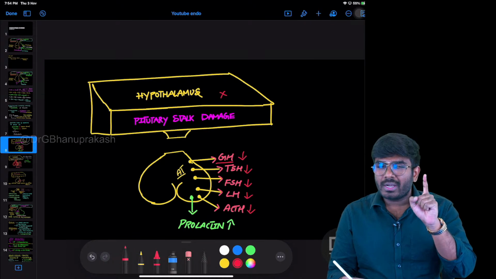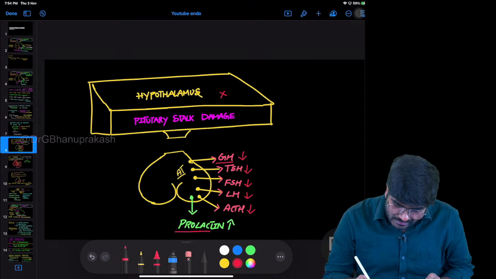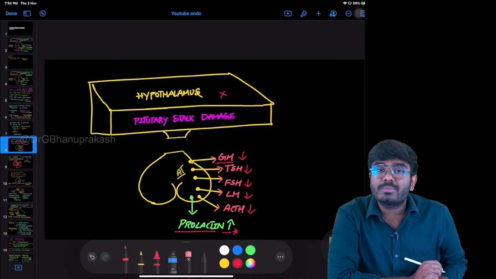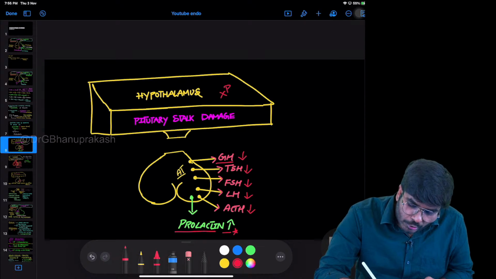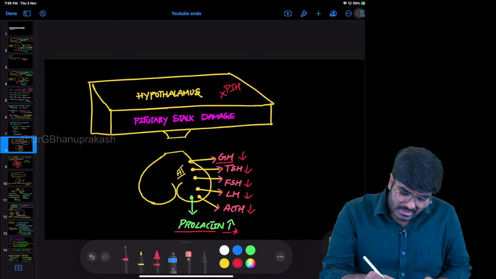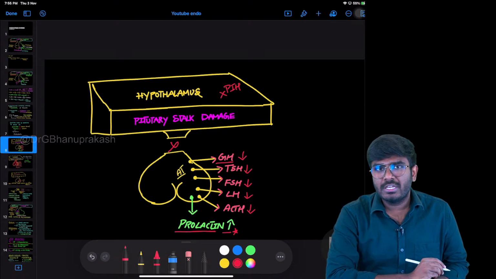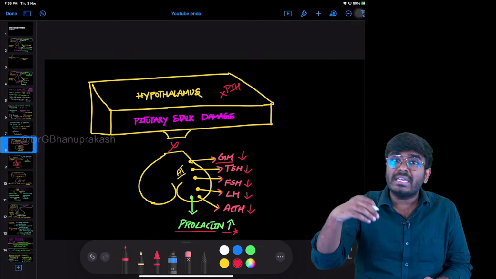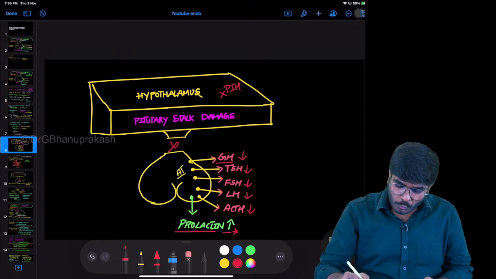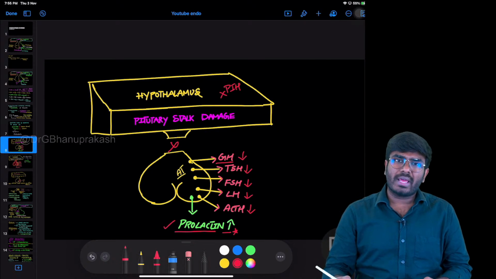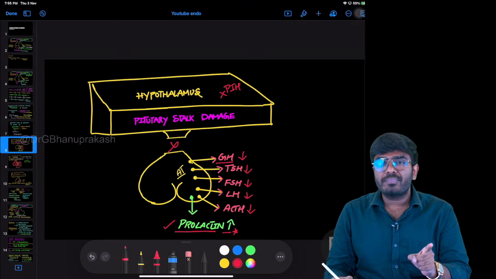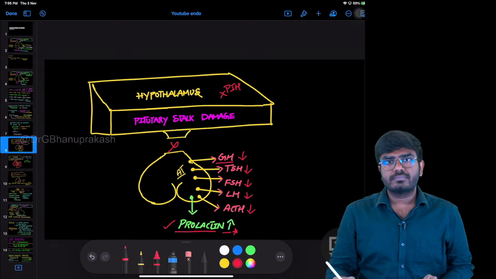But what happened to prolactin? Prolactin levels increase. Why does the prolactin level increase? Because from the hypothalamus, do you think prolactin inhibitory hormone is coming down to the anterior pituitary? No, because the pituitary stalk got damaged. The inhibitory control on the lactotropes is lost. So now the lactotropes are functioning, they will produce prolactin. So whenever the pituitary stalk is damaged, which hormone level goes up? Prolactin level goes up. Okay.